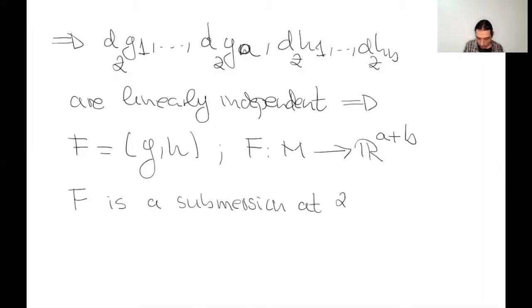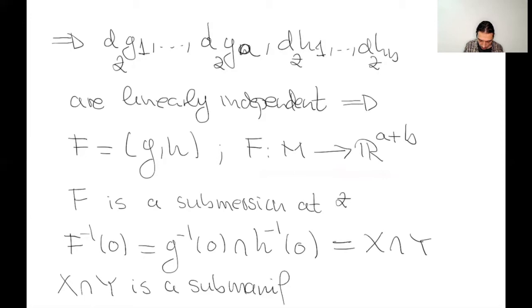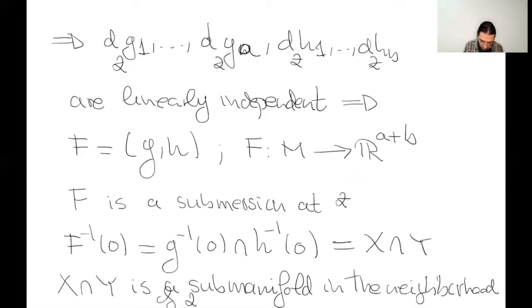at the point C. And so the preimage of 0, which is going to be the intersection of the preimage of 0 by the map G and the preimage of 0 by the map H, is just locally the intersection of X and Y. And since this map over here is a submersion, what we're just saying is that X intersection Y is a submanifold in the neighborhood of C of codimension equal to A plus B. And that's what we wanted to show.